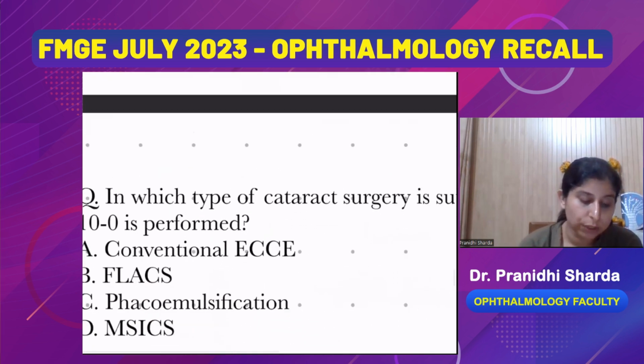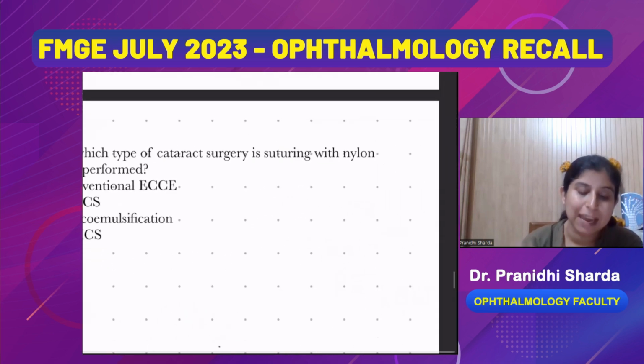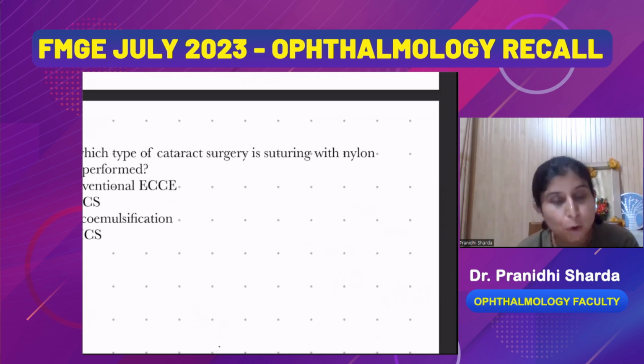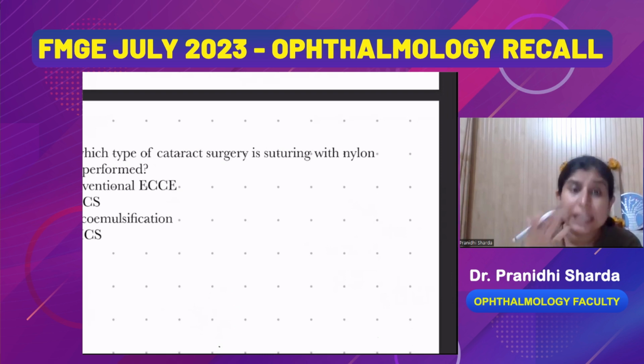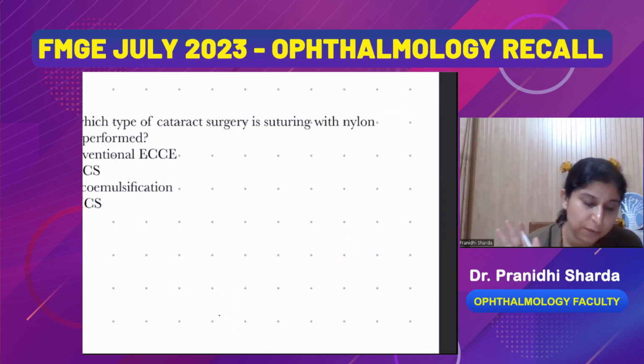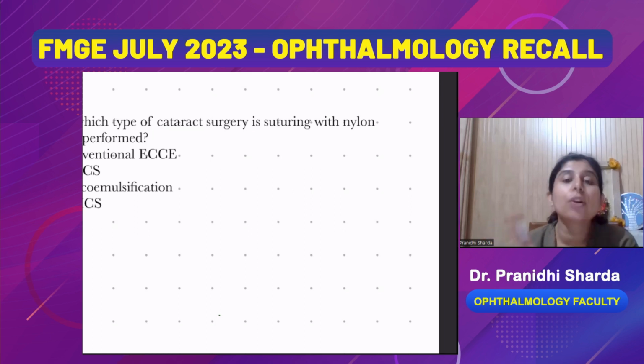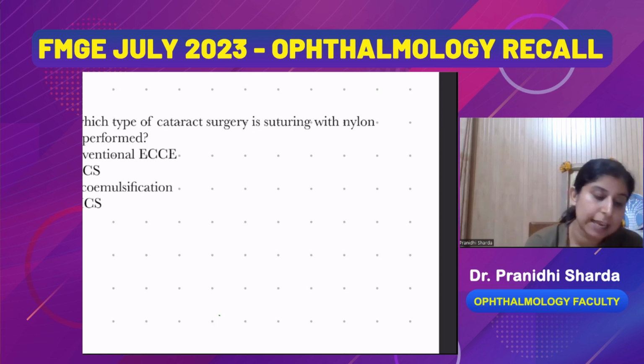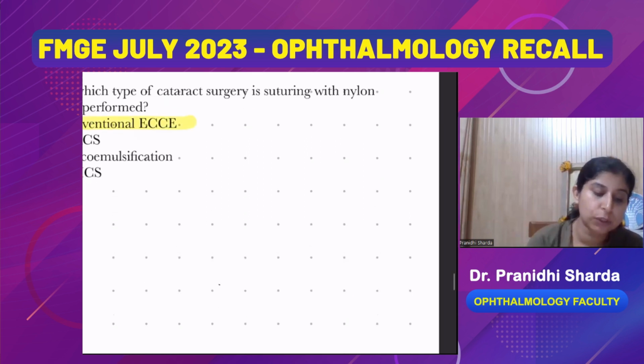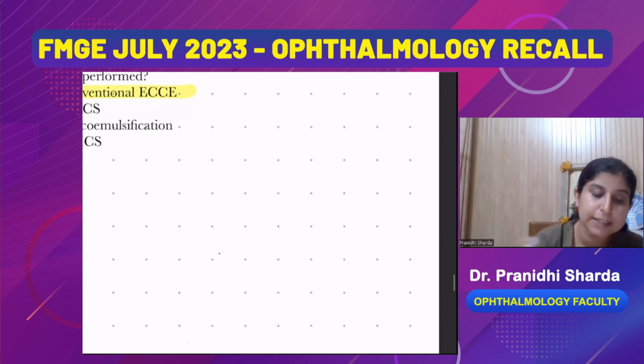Fine. So next question is, in which type of cataract surgery is suturing with nylon 10-0 performed? So again, a very straightforward, easy, clinical based question. I think everybody must have answered it right. Nylon 10-0 suturing is done in conventional ECCE, flat, phacoemulsification or the SICS. If you want to quickly revise it, we can summarize the types of the cataract surgery.